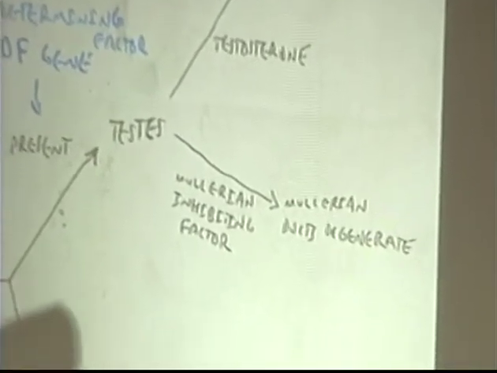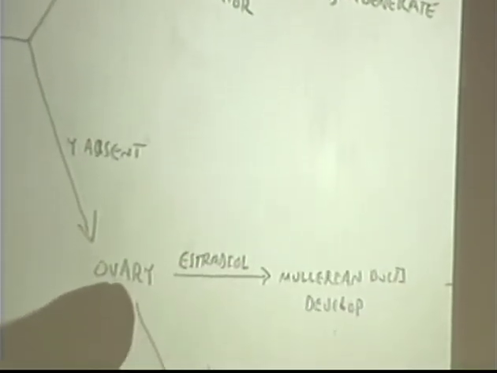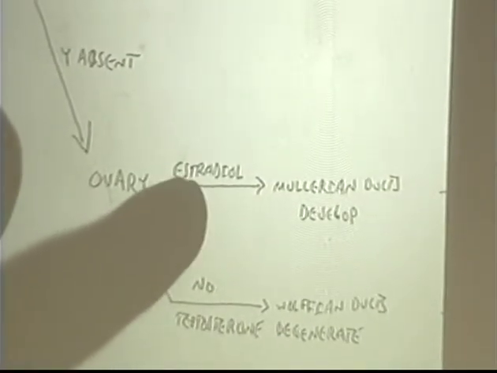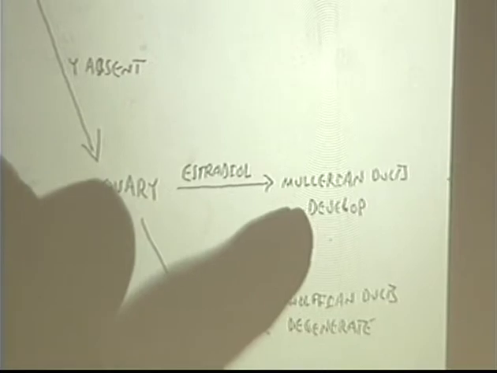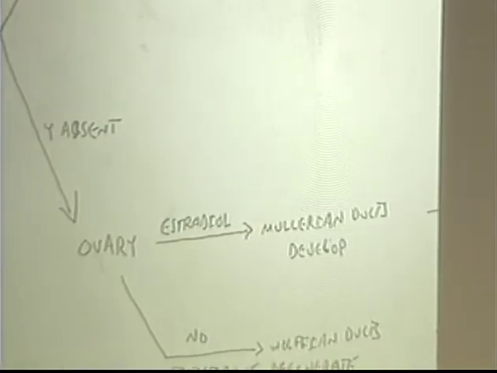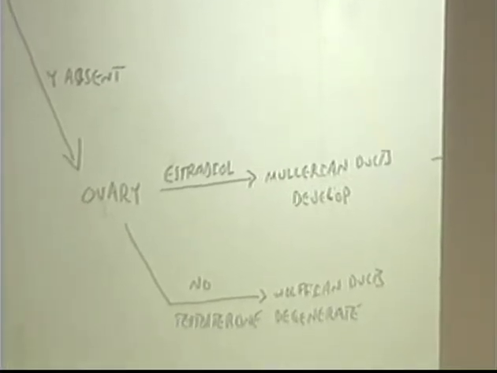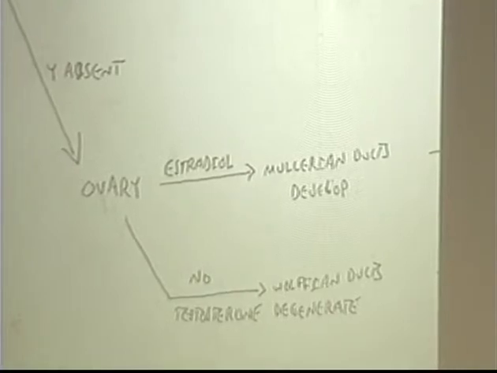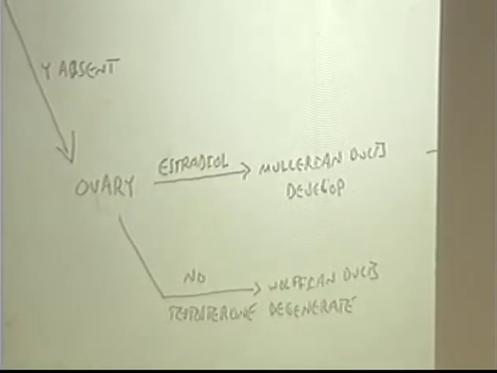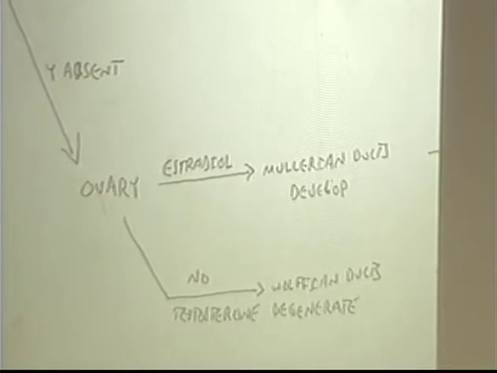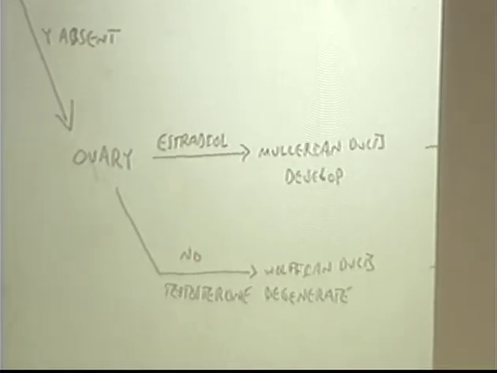If the Y is absent, then you have an ovary, and there's two consequences of that. The ovaries produce estradiol, which causes the Mullerian ducts to develop. And since there is no testosterone, the Wolffian ducts degenerate. There's nothing to stimulate them to continue developing, so they break down. And all those cells die, and that material gets reabsorbed. This is happening between 7 and 16 weeks of development.